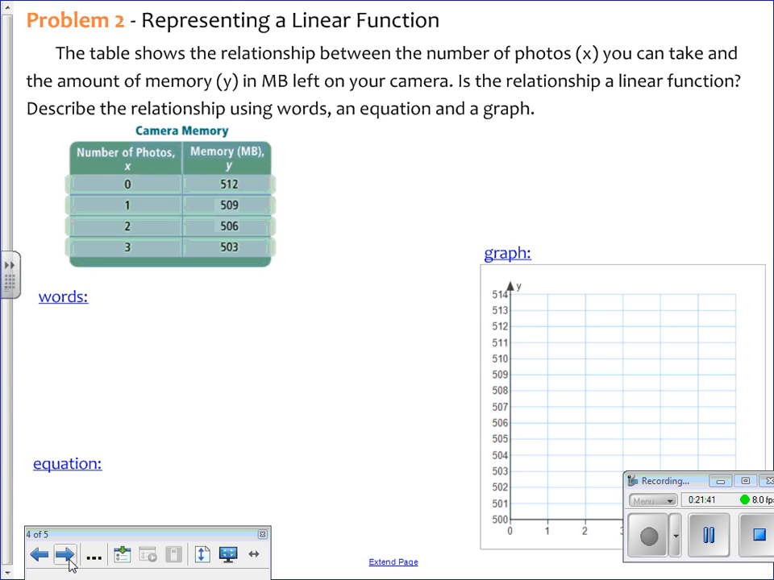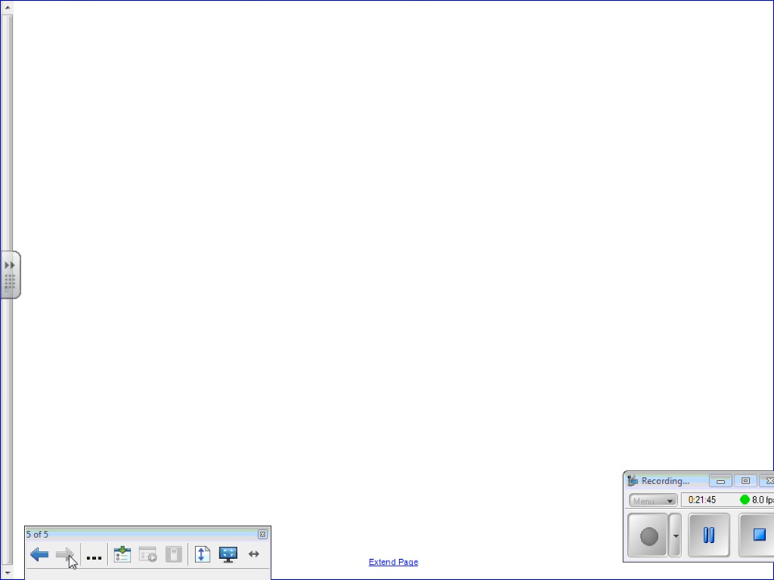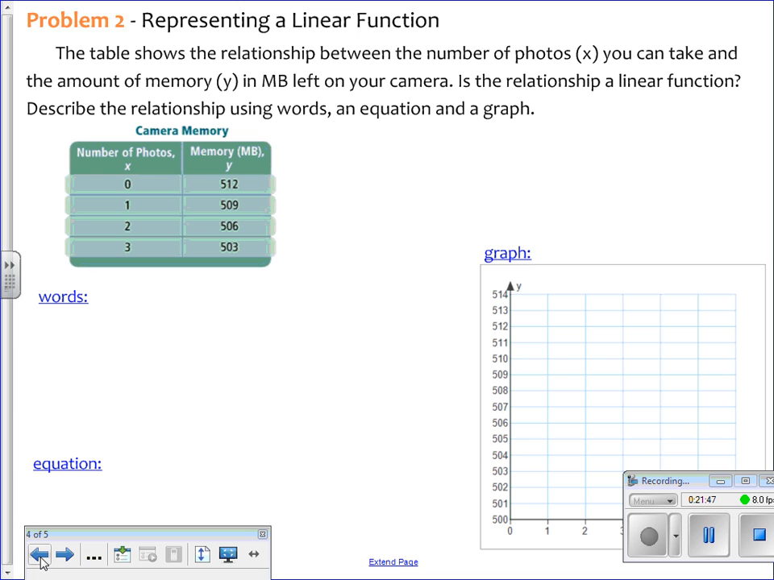Representing a linear function. Pay close attention because we're only going to do this example. But you're going to have several problems like this on your homework, on your classwork, with only the one example to go from. So the table shows the relationship between the number of photos you can take and the amount of memory left on your camera. Is the relationship a linear function? That's the first question, and that's an important question. It's easy to figure out, though.